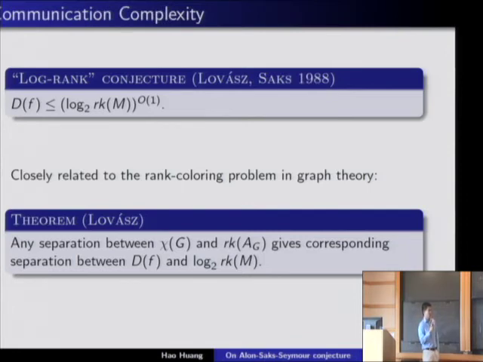And actually, Lovász shows that if you have a graph with a large gap between the chromatic number and the rank of the adjacency matrix, then it will give a separation between the deterministic communication complexity and the log-rank lower bound. So in order to improve the lower bound for the deterministic communication complexity, we just need to get a graph with a very big gap between the chromatic number and the rank.